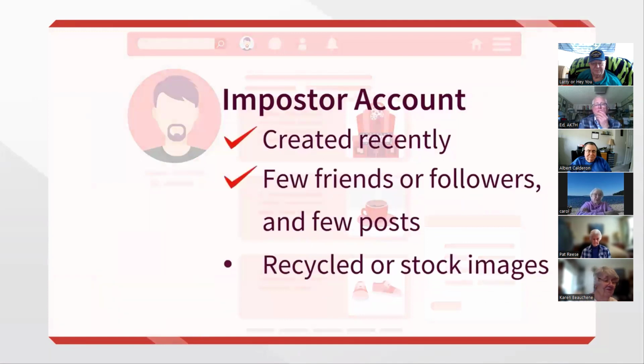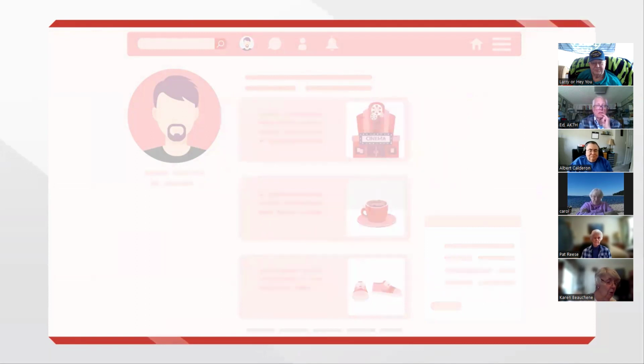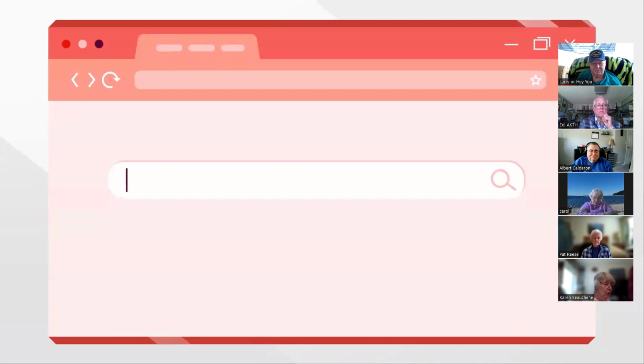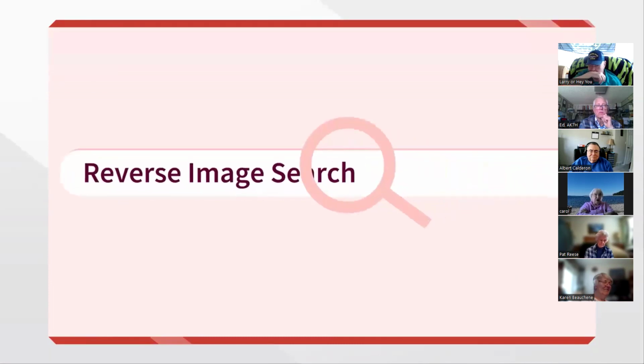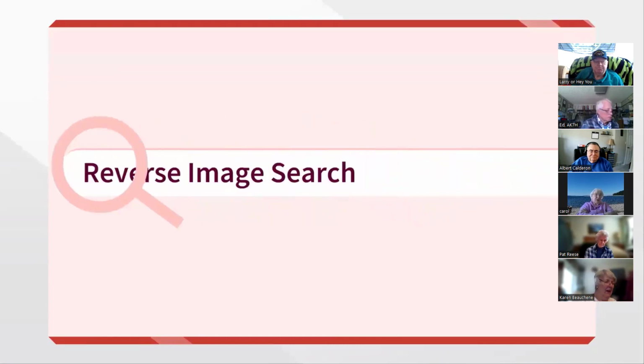If you suspect an account is an imposter, you can do a reverse image search. This can reveal the source of an image. Using your favorite web browser, type reverse image search and follow the directions. We'll show you one way to do this, but you can find others by searching in your favorite browser.